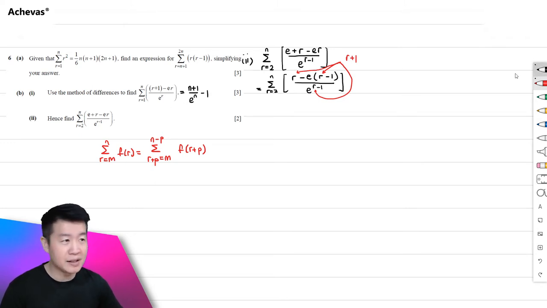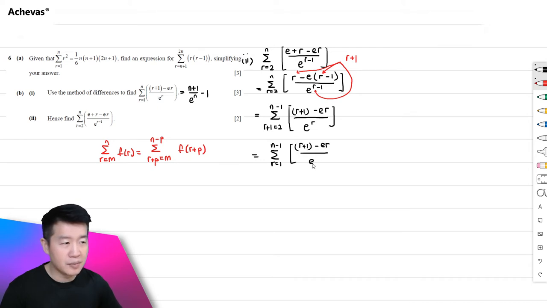So I'm going to be applying this now. So replacing r by r plus 1 to 2. Then on top, I will minus 1. Then here it will be r plus 1 minus e. Replacing r by r plus 1 minus 1, it will be r. Divided by e to the power of r plus 1 minus 1, it will be r. So I have this. And this is going to be sum plus 1. I bring it over to the other side. This is 1 to n minus 1 of r plus 1 minus er divided by er.